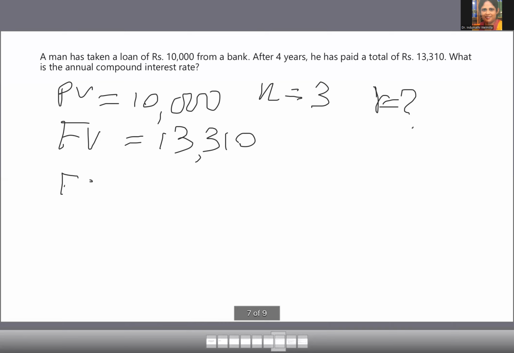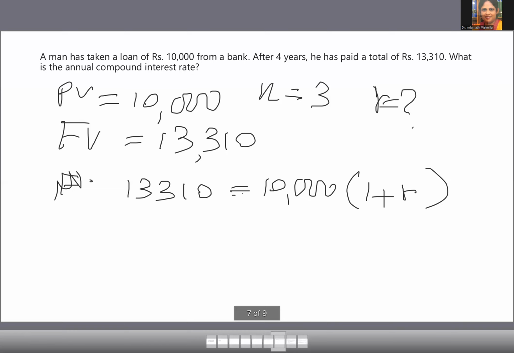FV, we can put the value also. 13,310 equal to 10,000 times (1 plus R), the interest rate, and here 3. Not 3, it is 4. It starts in 4 years. Yes, very sorry, it was 4. So now you can simplify this one and you can get the value.